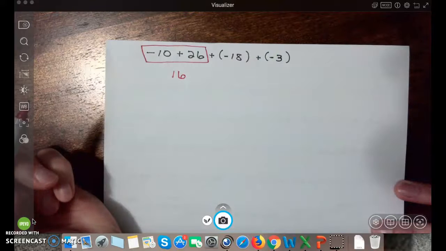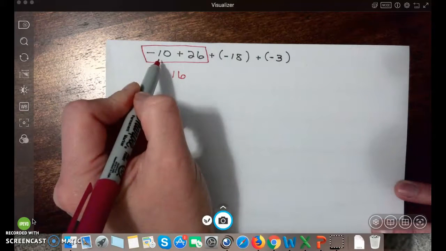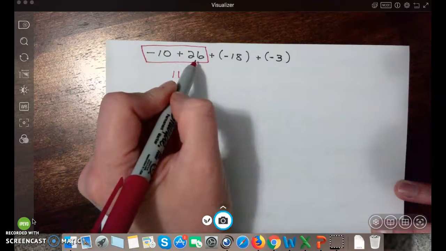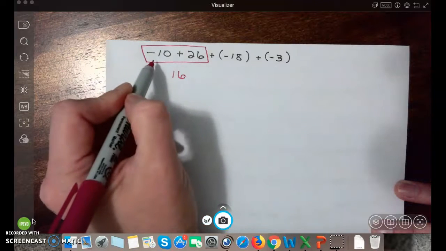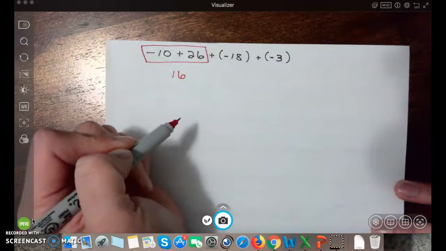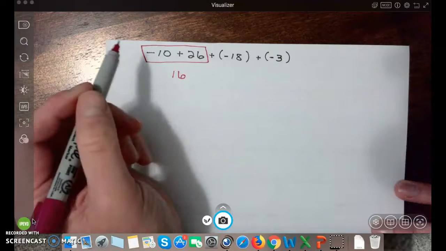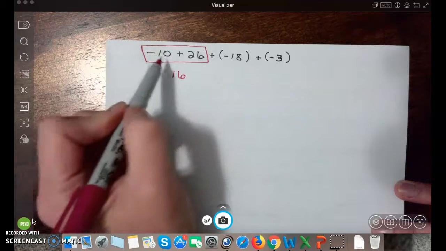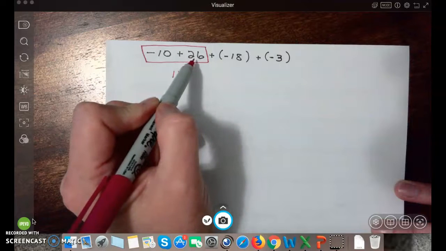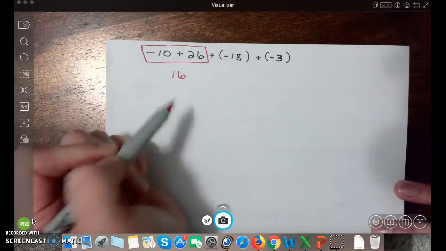If we're thinking the money trick, -10, that's money I owe someone. Positive 26, that's money I have in my pocket. I'm going to pay back my friend their $10, and that's going to leave me with 16. I could think number line. If I'm starting at 0, first I'm going to move to the left 10, landing at -10. And then from there, I'm going to move to the right 26, and that's going to land me at a positive 16.